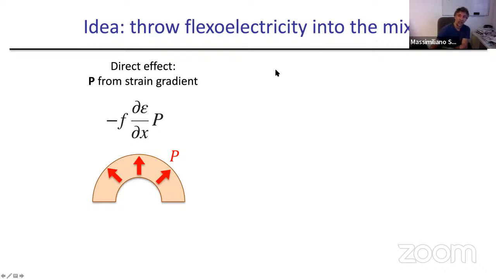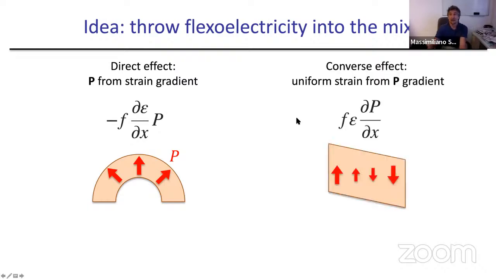But let me try to explain what is flexoelectricity first. So we have various manifestations of flexoelectricity, and the most well-known one is a direct effect, where a polarization is generated from a uniform strain gradient, like in this cartoon here. I bend the sample and I get a uniform polarization out of it that is oriented along the radius of curvature. Actually, we can have also a converse effect where a uniform strain emerges from a gradient of the polarization, like in this case, and this is a sort of illustration of this idea.